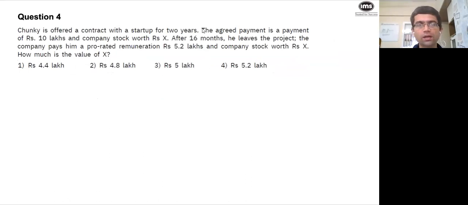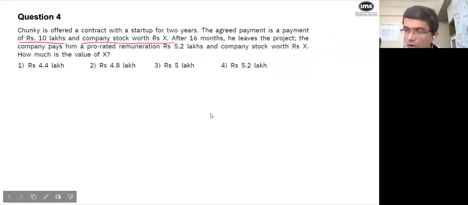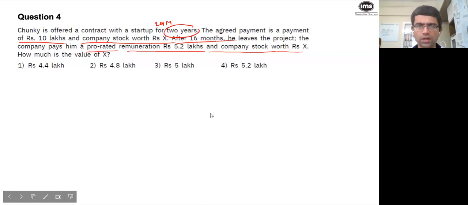Chunky is offered a contract with a startup for 2 years. The agreed payment is rupees 10 lakhs and company stock worth rupees X. So partly money, partly stocks. After 16 months, while the contract was for 2 years, that is 24 months, he leaves the project. The company pays him a prorated remuneration of 5.2 lakhs and company stock worth rupees 6. Prorated is proportionately lesser. Pro rata value is what we say, right? So what is the value of X?